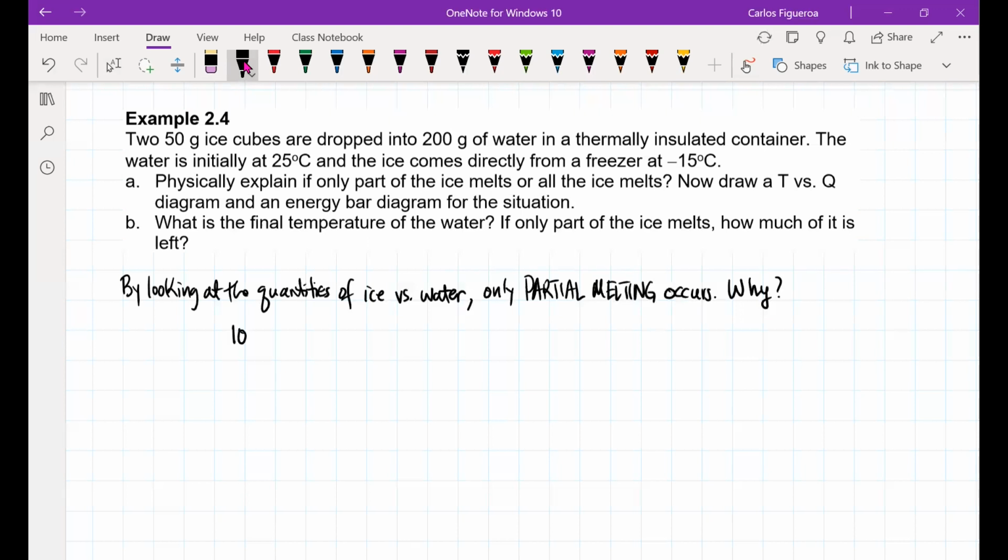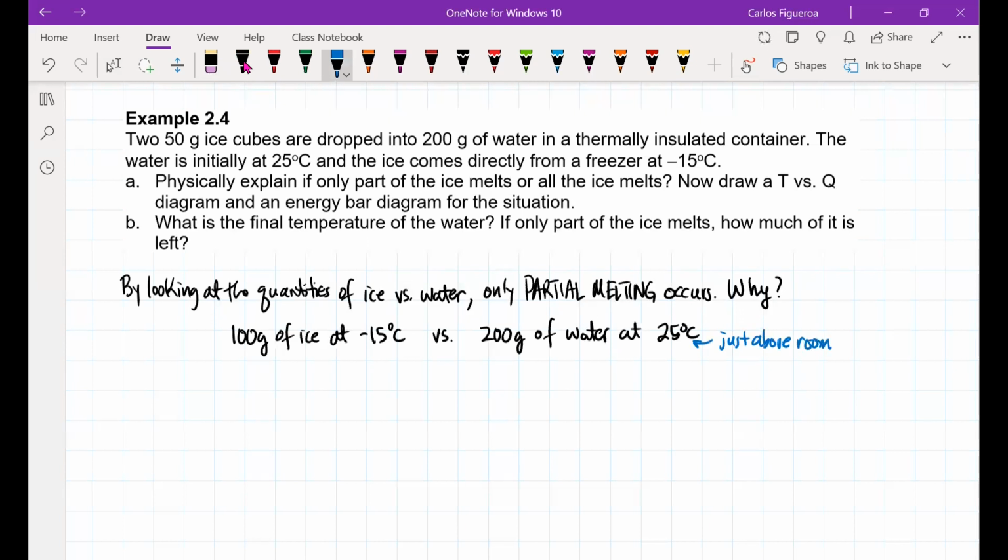We have 100 grams of ice at negative 15 degrees C. And then we're comparing this to 200 grams of water at 25 degrees C. I mean, this is just above room temperature. There's not going to be enough heat transfer from the water to the ice to melt all of it.